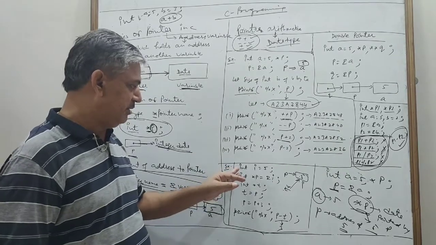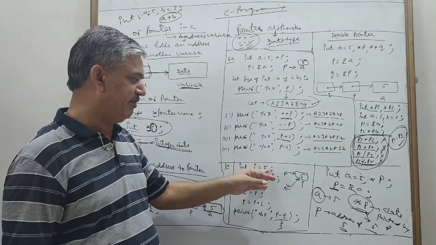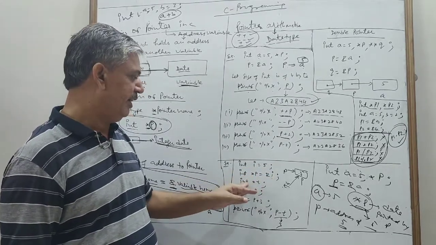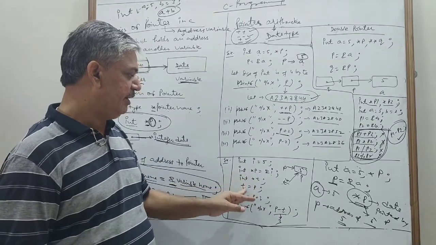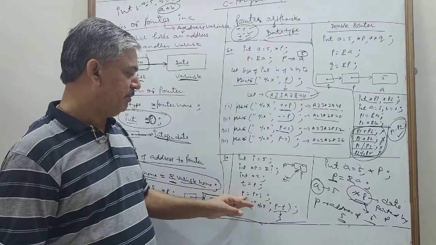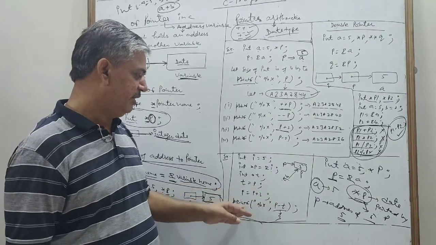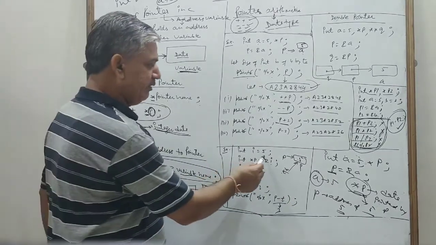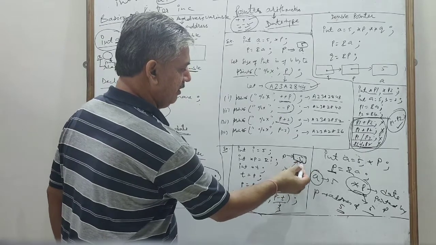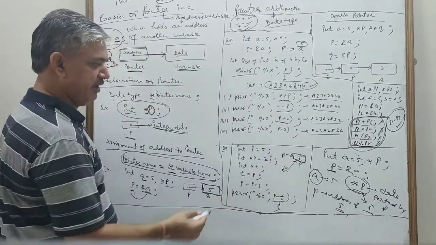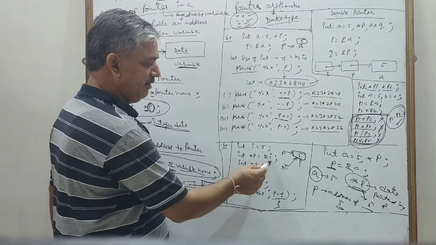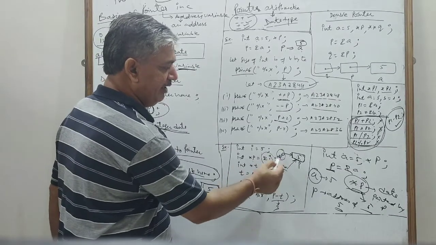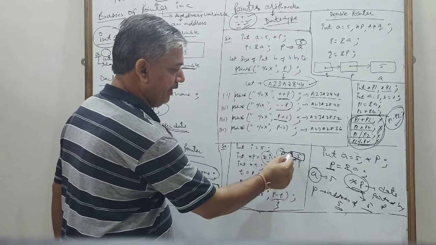Now consider this example. int i = 5; int *p = &i; int *t; t = p; p = p + 3; printf %x p - t. int i = 5 means i is a variable and the value of i is 5. In int *p = &i, the address of i is assigned to p. So p is a pointer and the address of i is in it, so this p points to i.